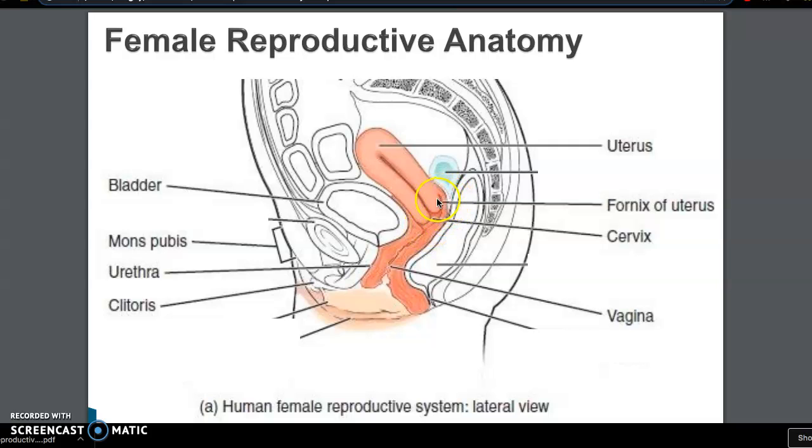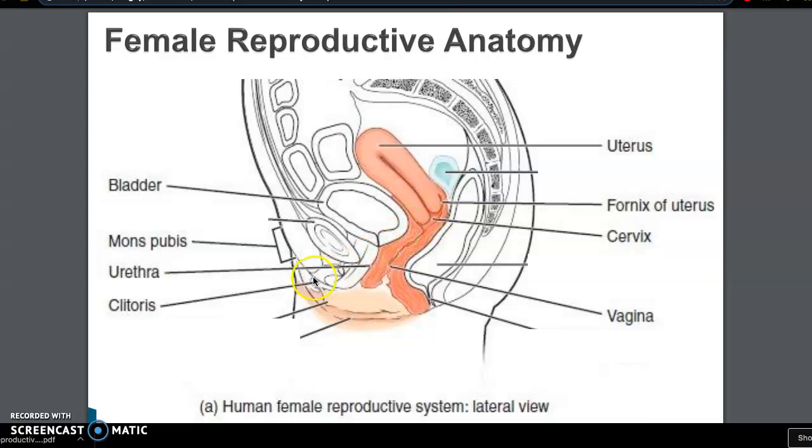It also contains something called the fornix. It's kind of hard to see on this since it's a 2D picture and it's a lateral view, but it is a circular shape and works as a vault for the uterus, which will be explained in detail further on.